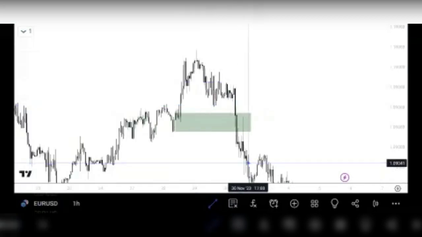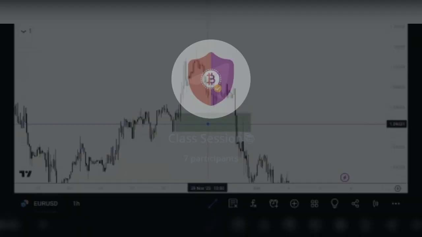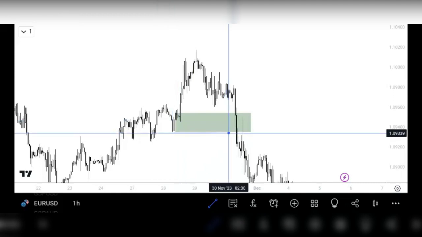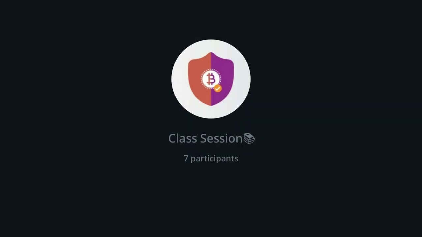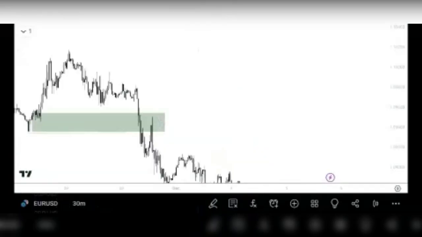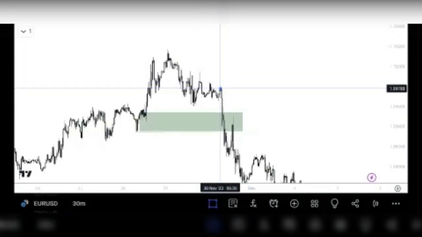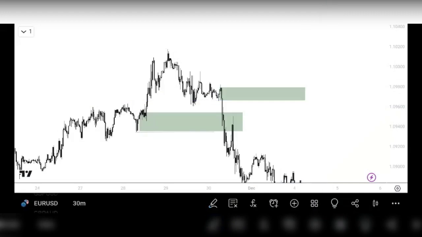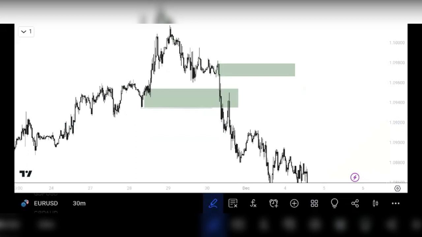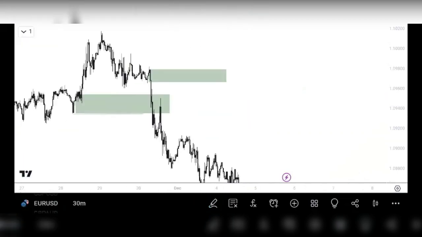Now, I said a breaker block must break structure aggressively. What did you see here? It actually broke the structure aggressively, right? Now, look at it. At this point, there are a lot of traders that would be looking for price to come back into this demand before it continues selling. But now, what did you see? Price literally came back into the breaker block, into this point, and continued selling. And that is it. It's gone.